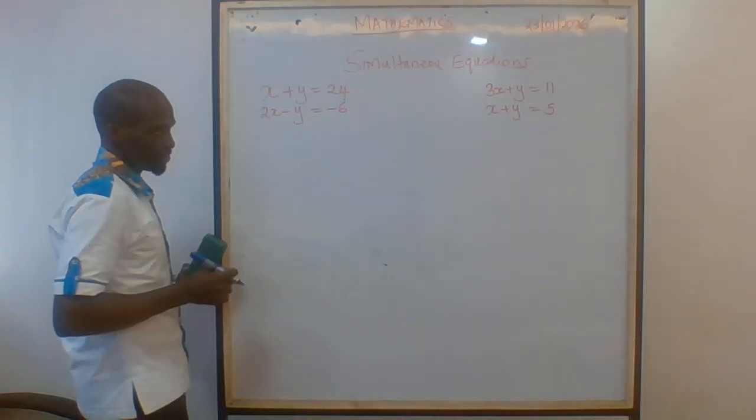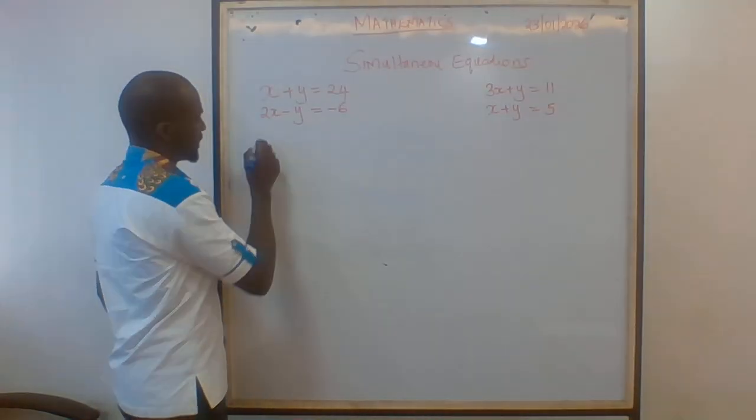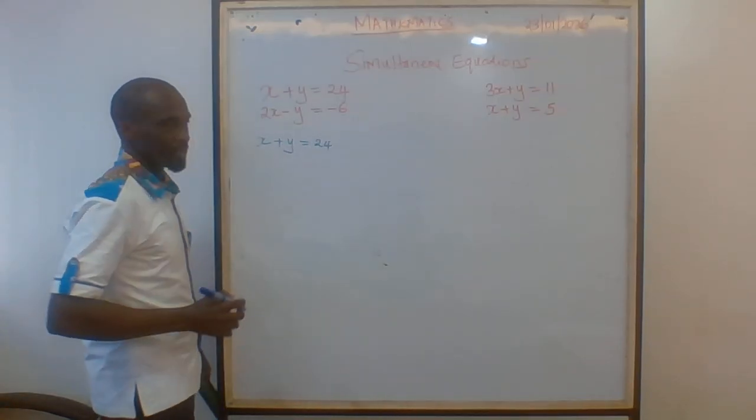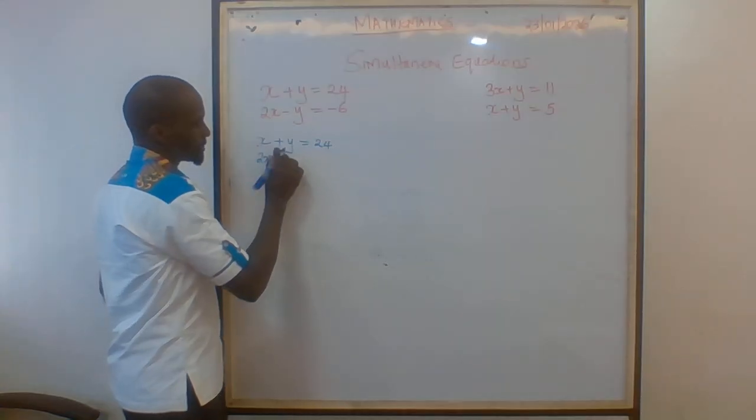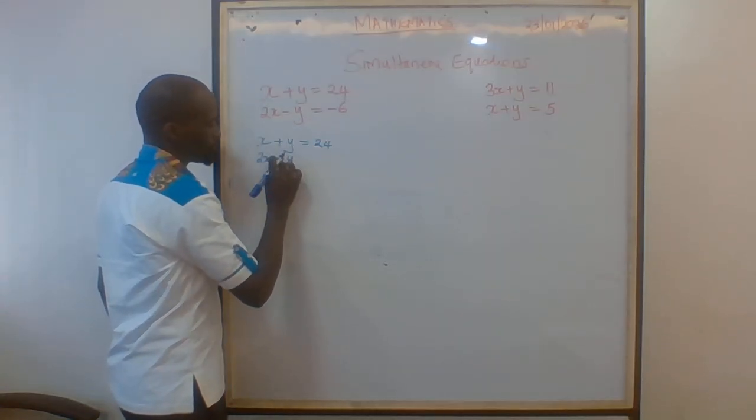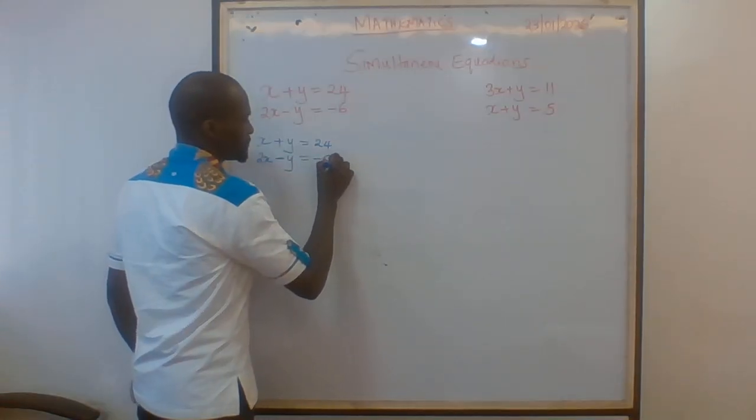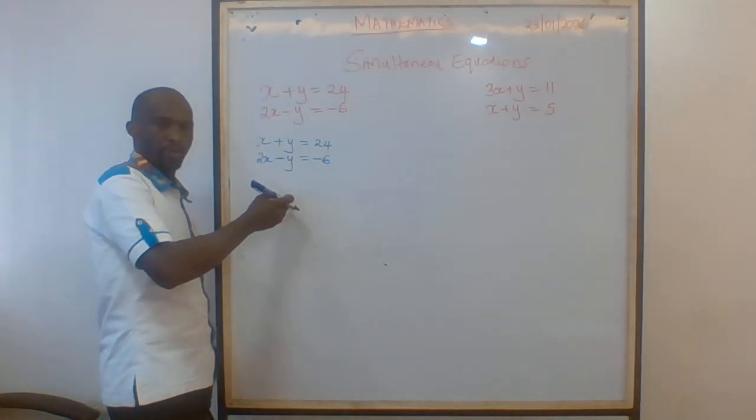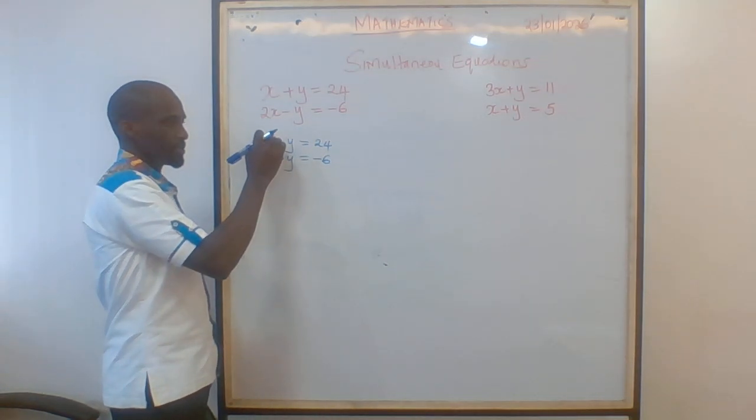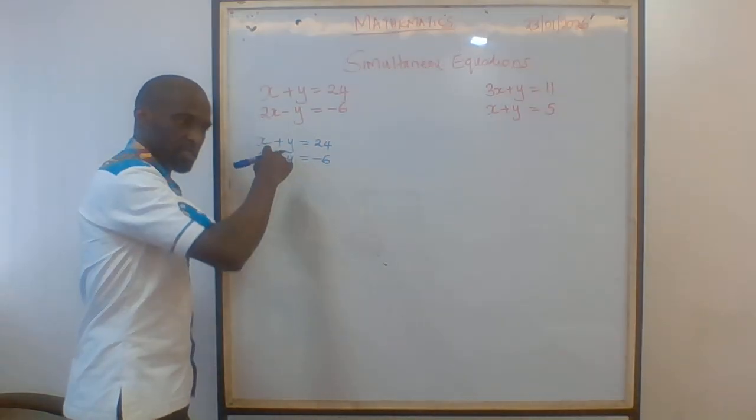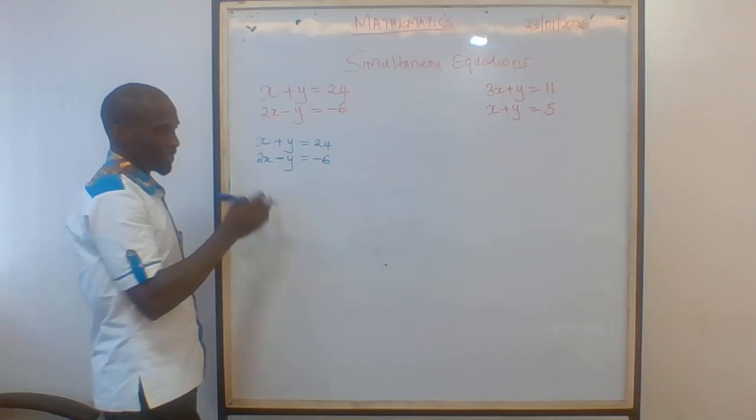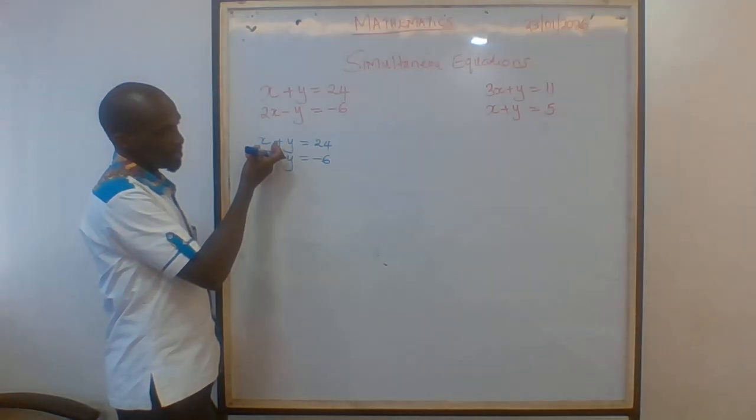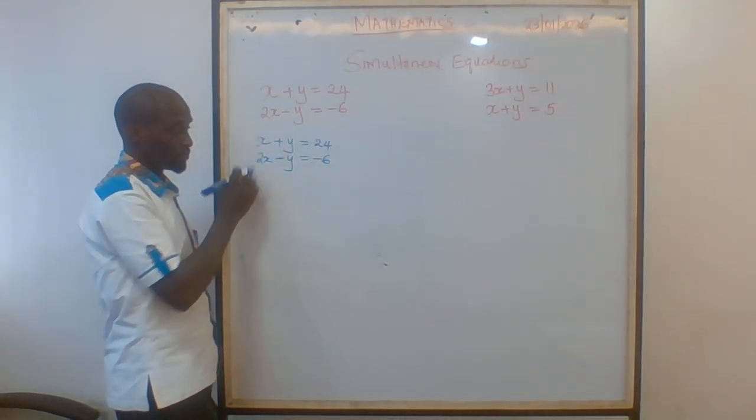So let's start with this one. I hope you'll be able to follow our discussion here. So we have x plus y is equal to 24. And then we have 2x minus y is equal to negative 6, sorry for that. For us to eliminate one variable, we must equate it so that the variable in the first equation is equal to the variable in the second equation. If you look at this one, we have y here, and we also have y here. But now this one is a positive y, this one is a negative y. We need to ask ourselves what we need to do.